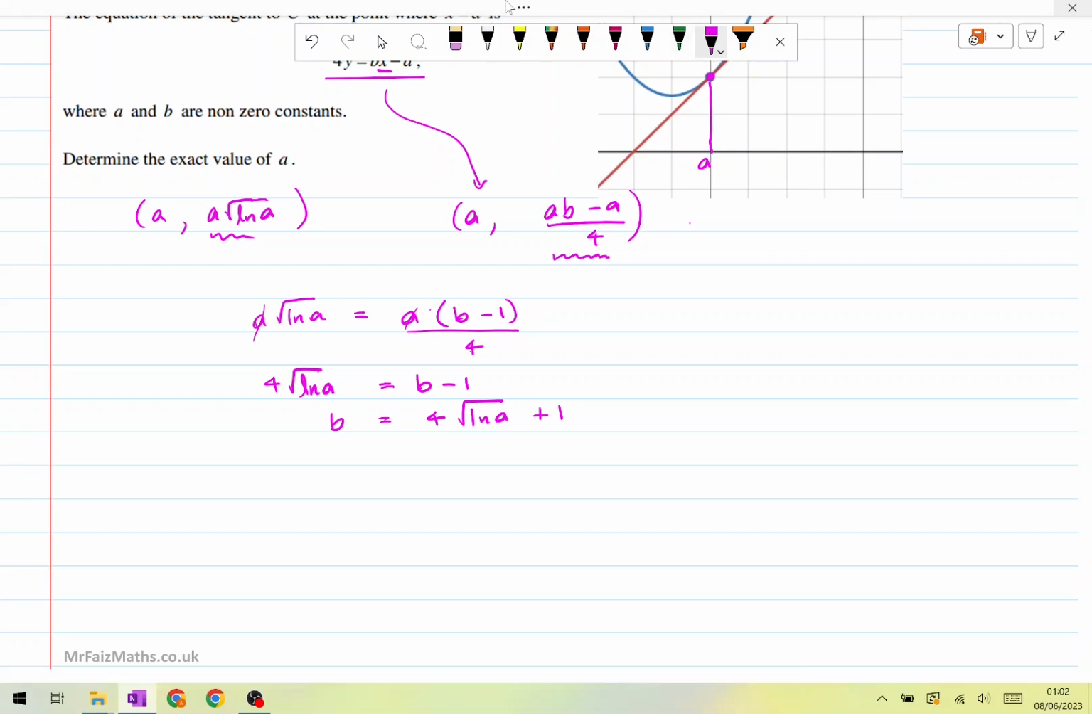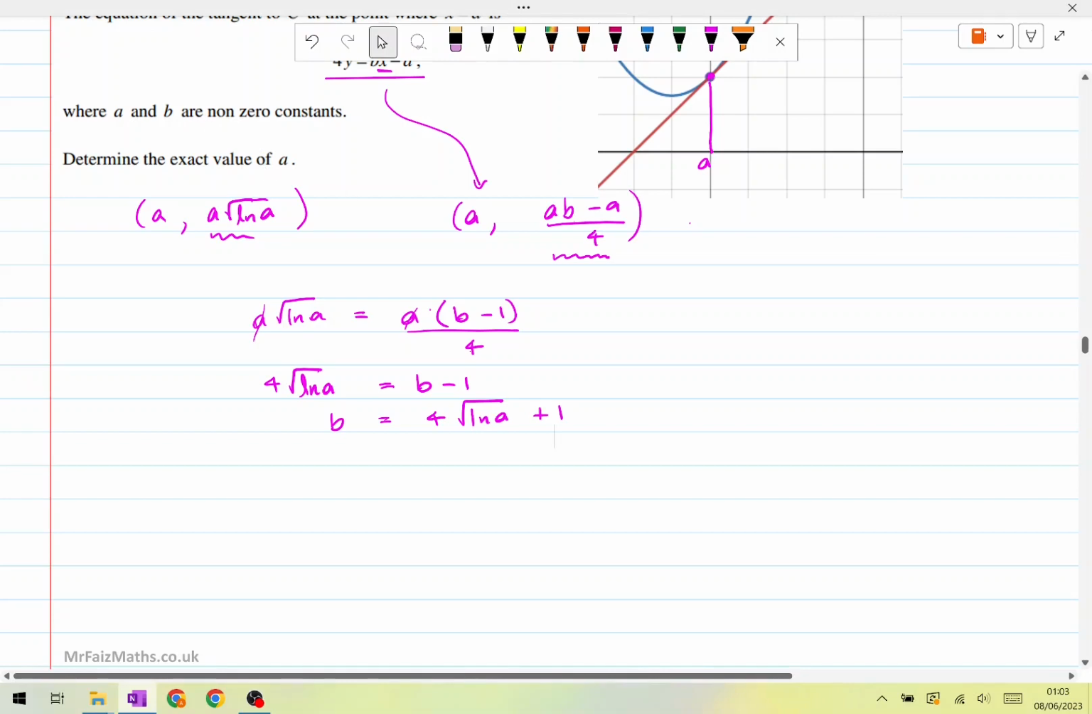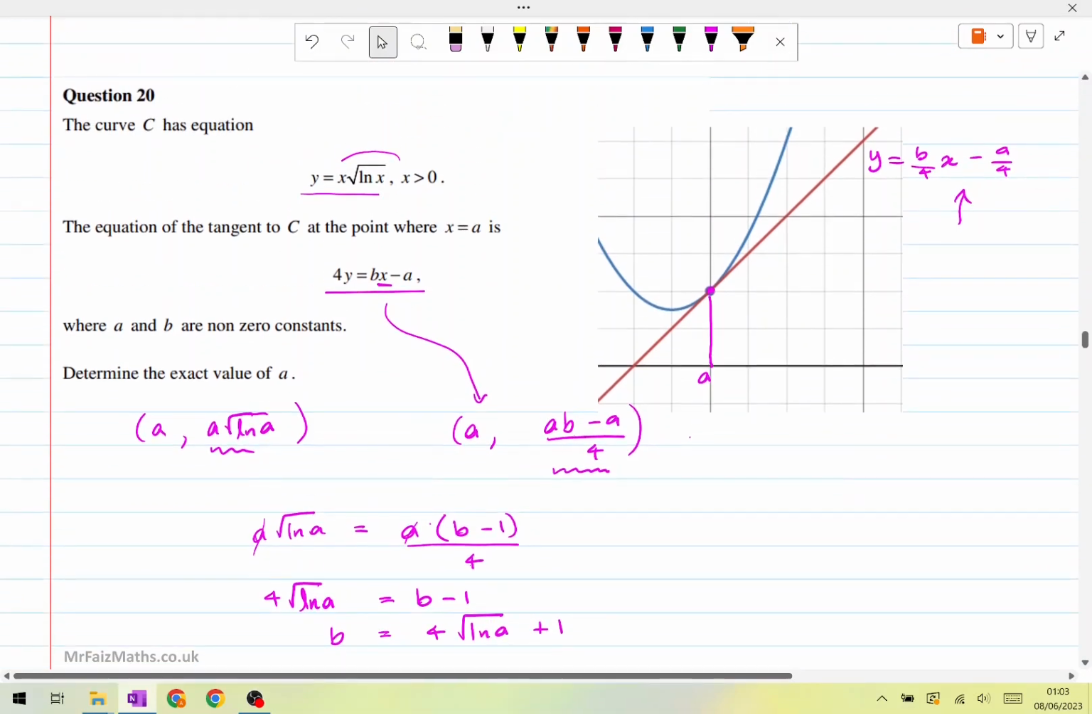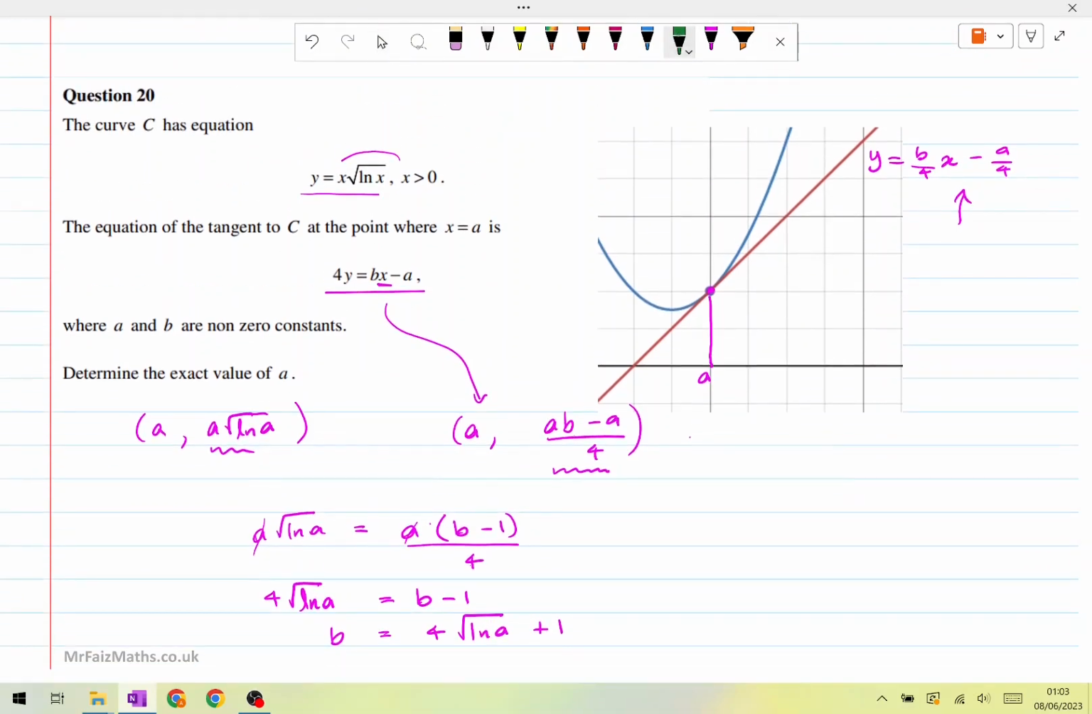Now on this question, we are asked to determine the exact value of a. So we are trying to solve this for a. So there must be some other way to get another equation out of this. The way we get the second equation here is by using the fact that the line is a tangent to the curve. If a line is tangent to the curve at the point where x is equal to a, the gradient of the curve and the gradient of the straight line must be the same. Now the gradient of the straight line is just b over 4.